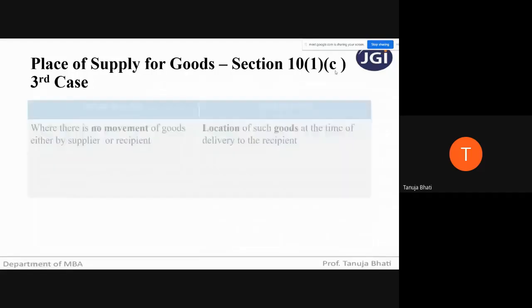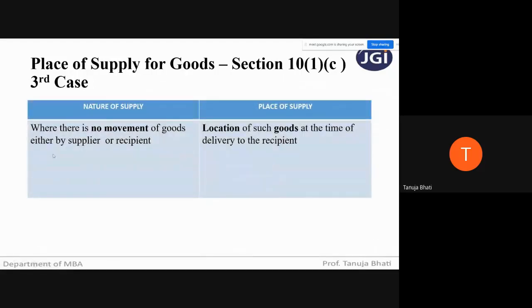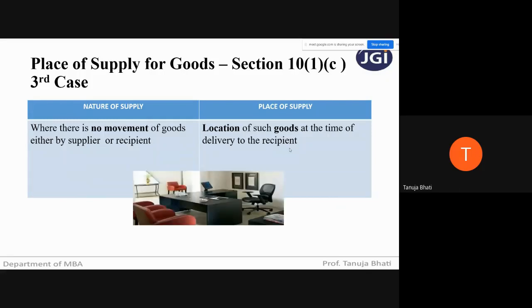Now let us understand case number 3 in detail. Section 10, subsection 1, clause C: where there is no movement of goods either by the supplier or recipient. So the goods are not moving, the goods are at their own place, and they are not moved by the supplier as well as the recipient. So in that case, what is going to be the place of supply? Location of such goods at the time of delivery to the recipient. So here you have to concentrate on the location of the goods, where the goods are located at the time of delivery. That will be the place of supply.